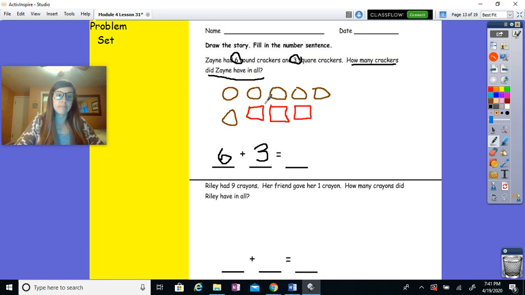And we said 9, but let's just double check. 1, 2, 3, 4, 5, 6, 7, 8, 9. Excellent. And remember, when you count, you touch and count each one. Don't count too fast. Okay, so let's read this number sentence all together. 6 plus 3 equals 9. Excellent.